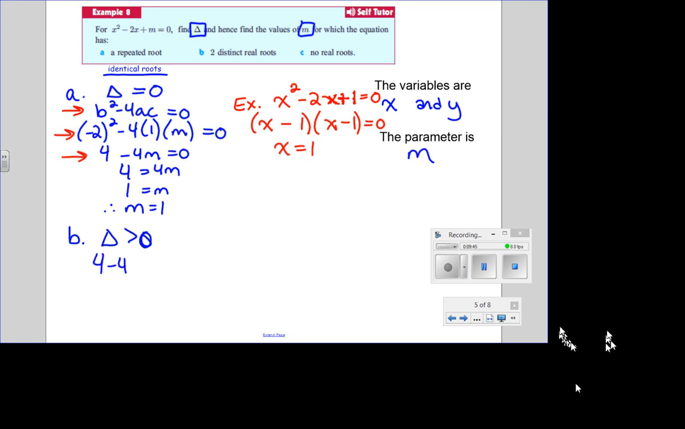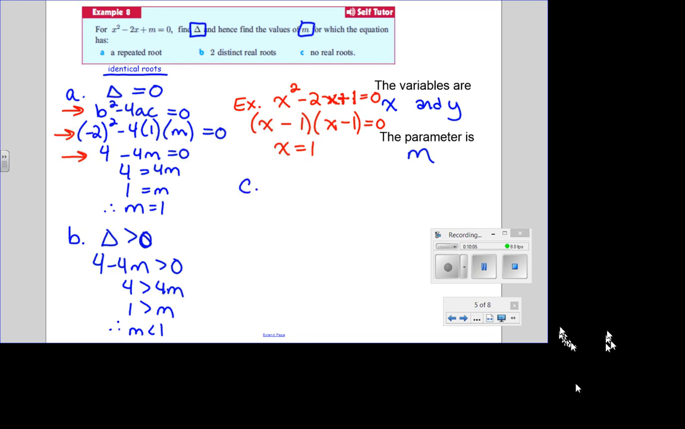4 minus 4m, we want that to be greater than 0, which would mean 4 has to be greater than 4m, which would mean 1 has to be greater than m, so therefore m must be less than 1. So go ahead and choose a value less than 1, and see if you agree that it will give you two distinct roots.